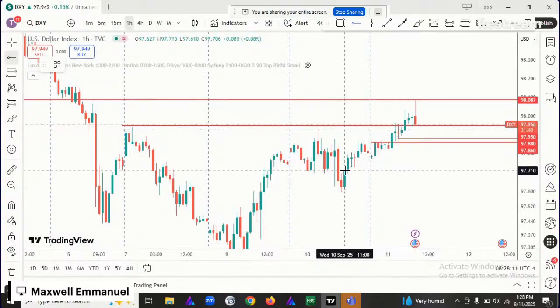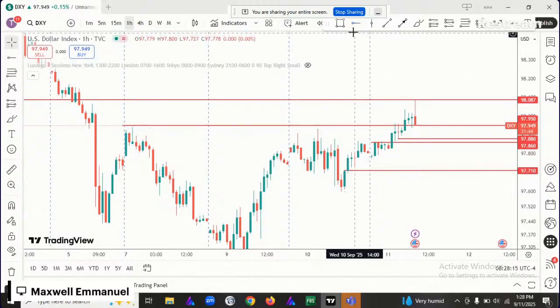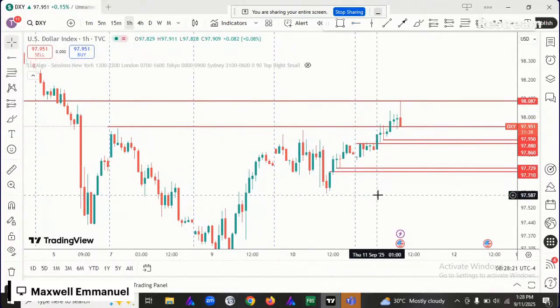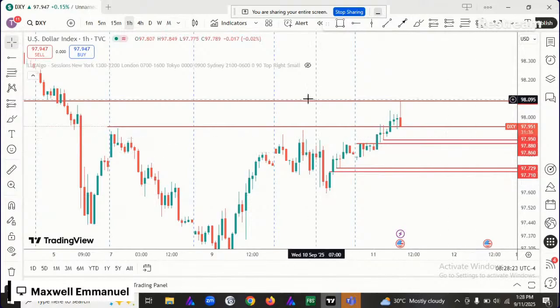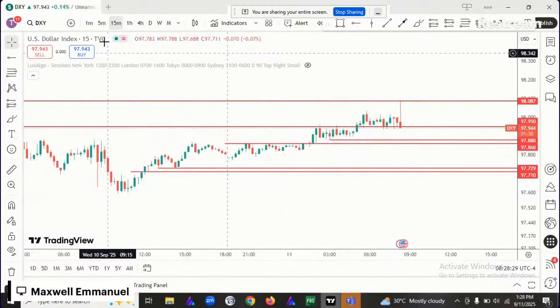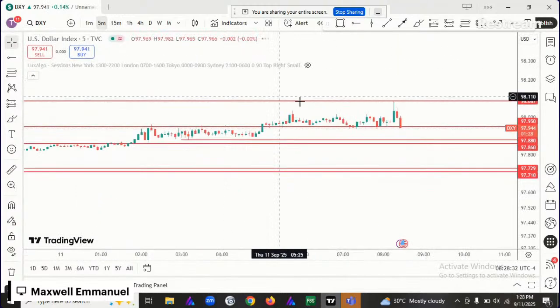Okay, so it might come to this zone. If it comes out negative for the dollar, you could look for sells. Now if it comes out positive for the dollar, let's see the 15 minutes, 5 minutes, and 1 minute.